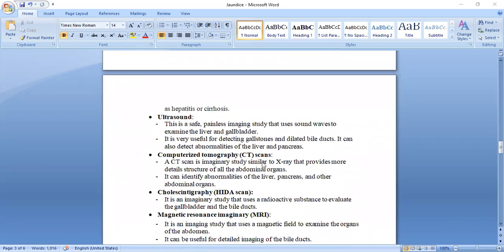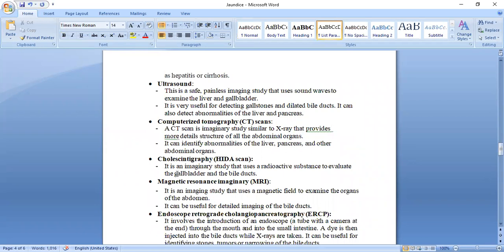Now the CT scan. Here also we take photographs, an imaging study similar to X-ray that provides more details of the structure of all the abdominal organs. In this scan, all the photographs are there, isn't it? Slightly higher detail than that of the X-ray. It can identify abnormalities of the liver, pancreas, and other abdominal organs.